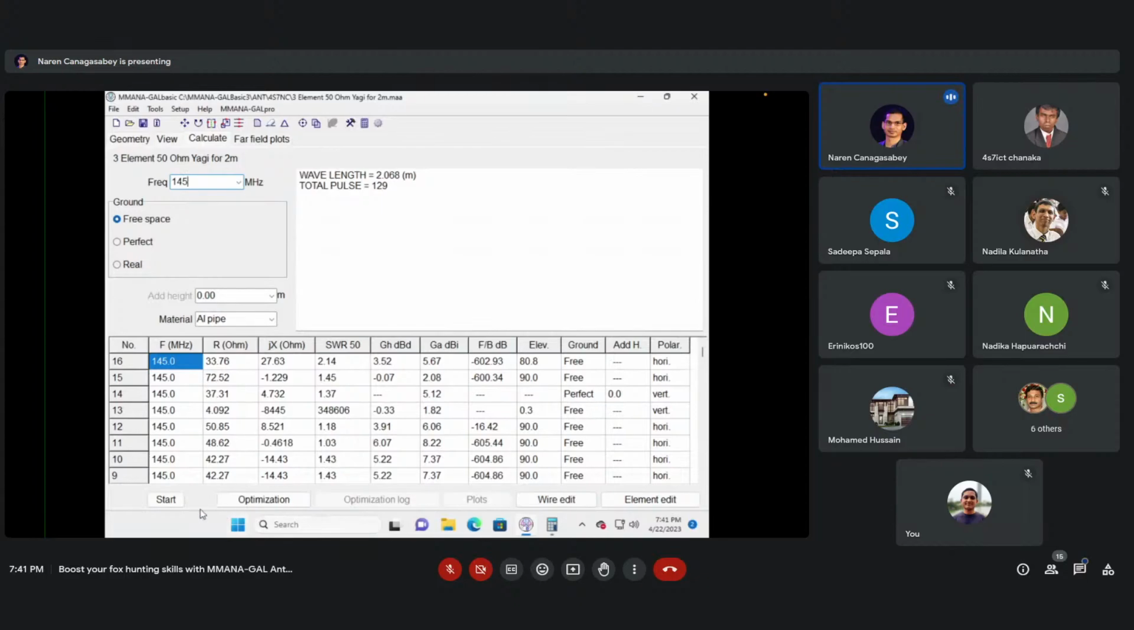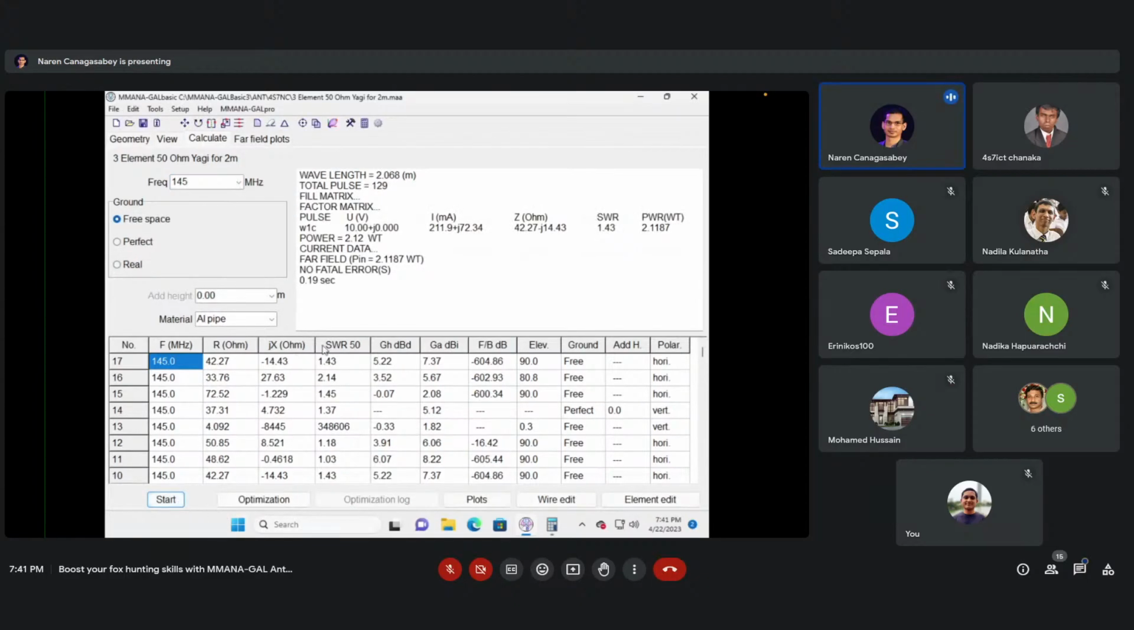Right, so now we are going to start. You can see the SWR is 1.43. Resistance is 42.27, reactance minus 14.43. We've got a gain of 5.22.